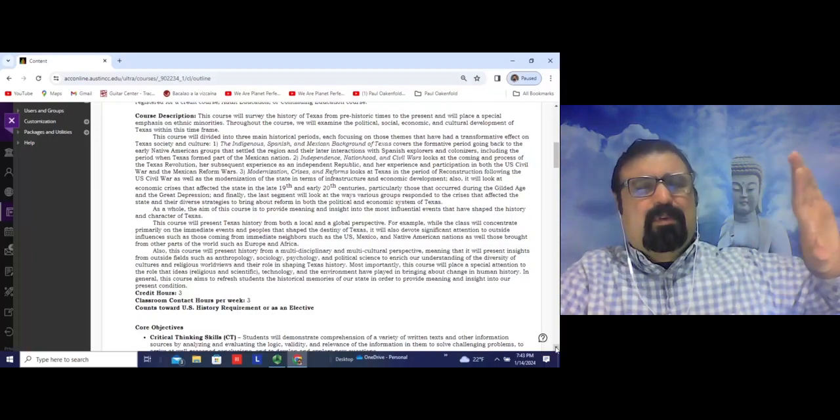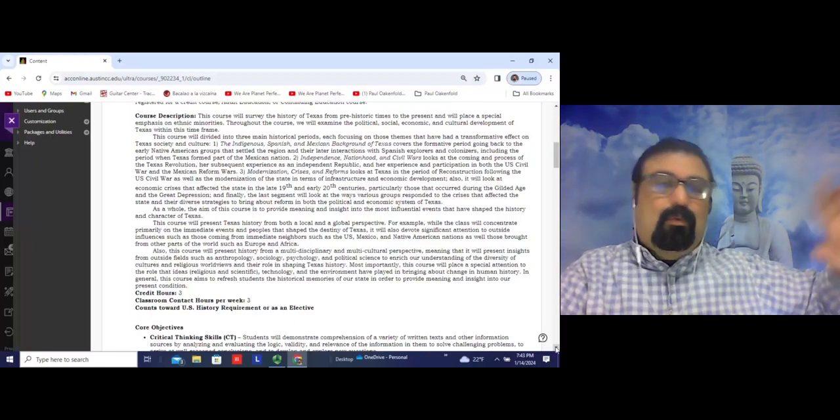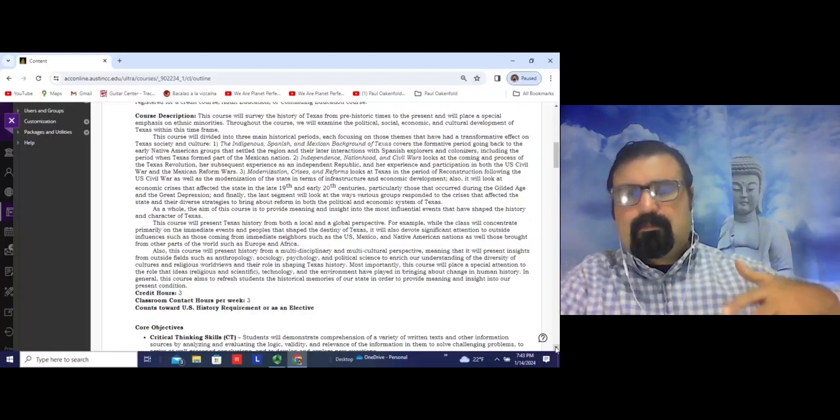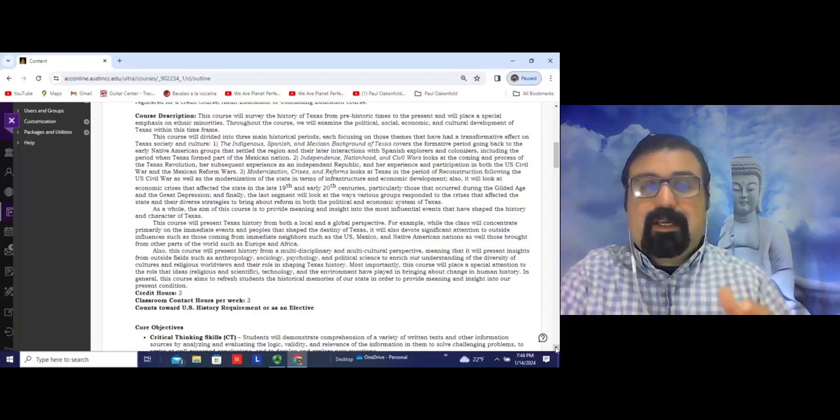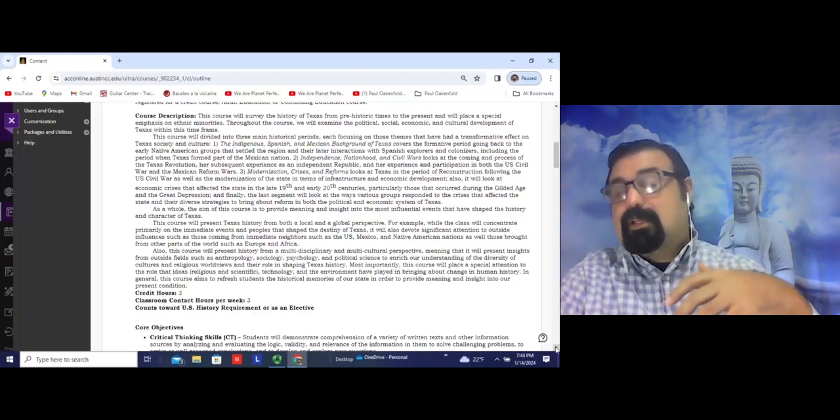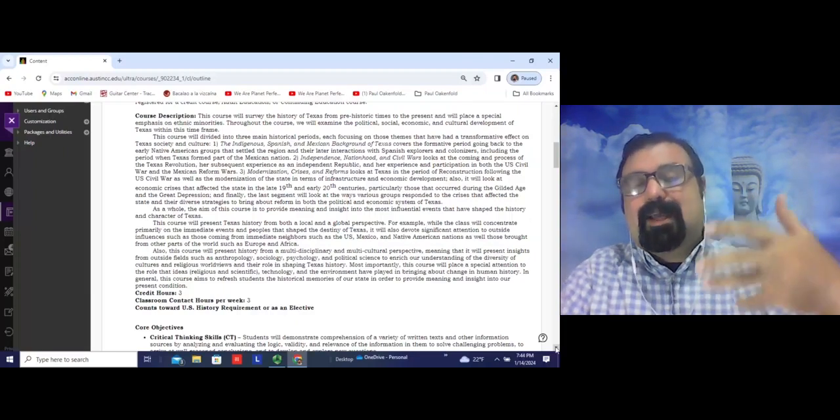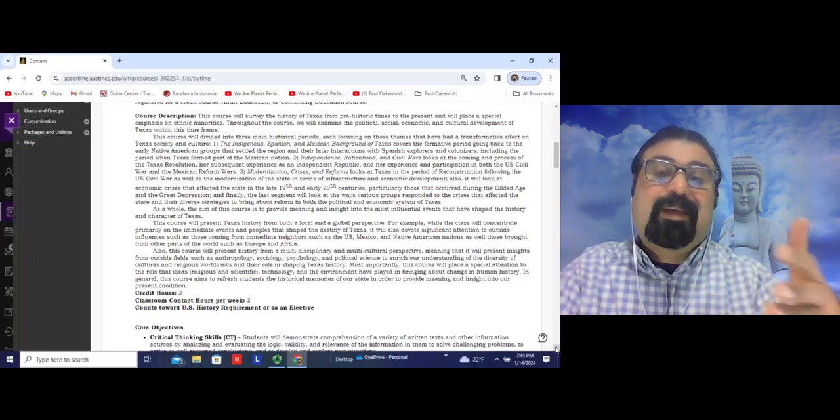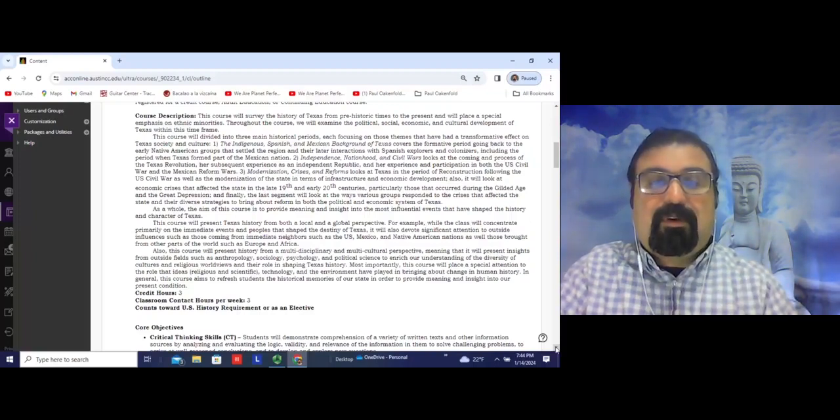Now, the latter part of the course is going to look at Texas in the age of globalization, when we see a more globalized world, more interconnected economically, for example, and politically, in how the Texas economy is going to also become more and more connected to the global economy, particularly through their oil industry, for example. Something we're going to examine very closely.